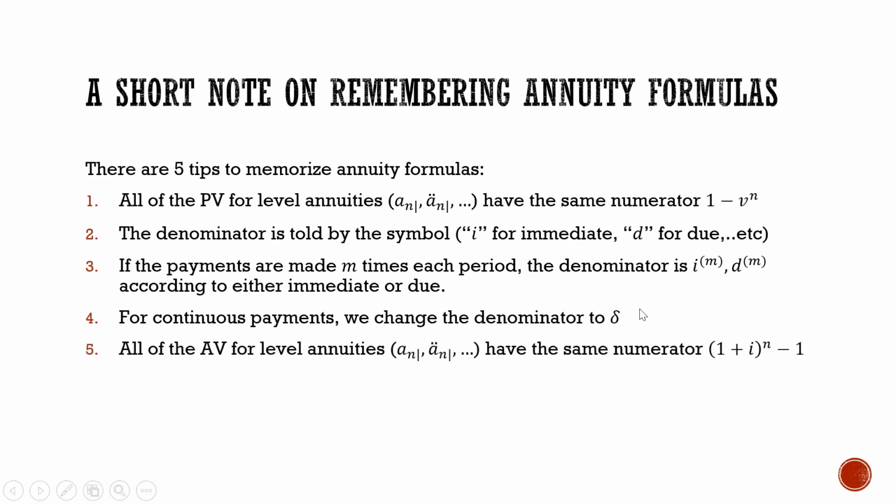And the last tip is that the accumulated value for level annuities have the same numerator, 1 plus i to the n minus 1. So by using these 5 tips, you will find it's easier to memorize annuity formulas. After I finish annuity, I'm going to make a summarized table for annuity formulas.